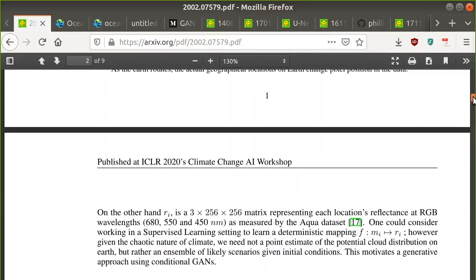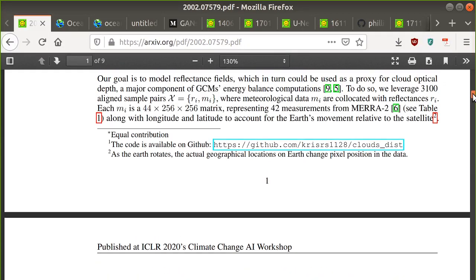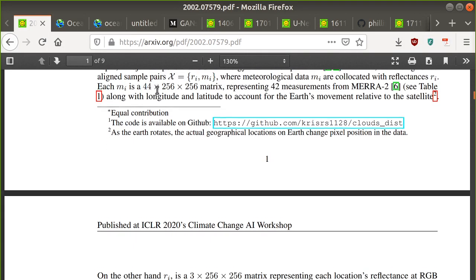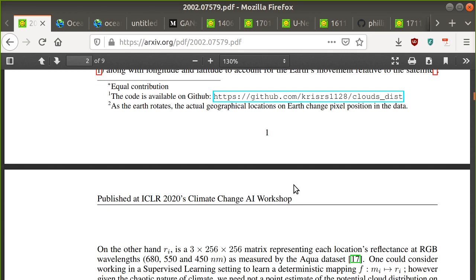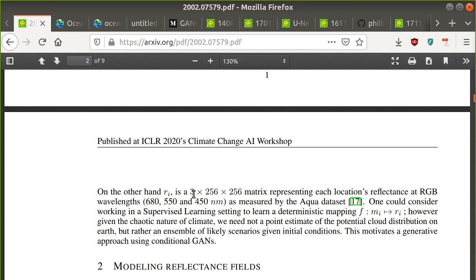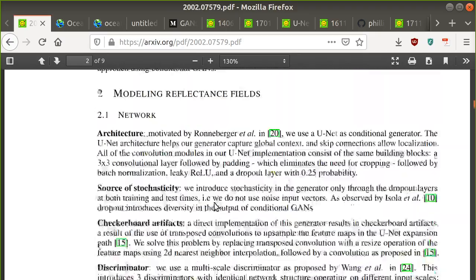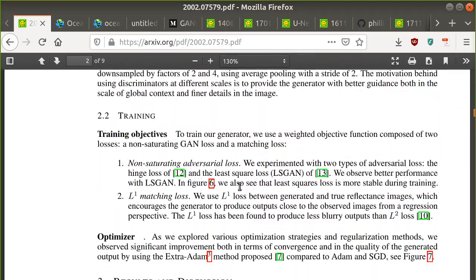Okay, described that in the introduction, right? 44 input channels, 256 by 256 pixels, and the output is going to be 3 output channels, red, green, blue, or rather infrared, yellow and green is maybe more accurate, and for this same 256 by 256 image.